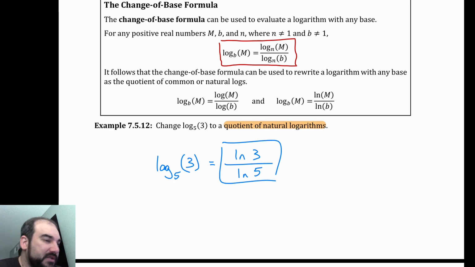I think there's a question on your worksheet from last time that asks you to, is there one?